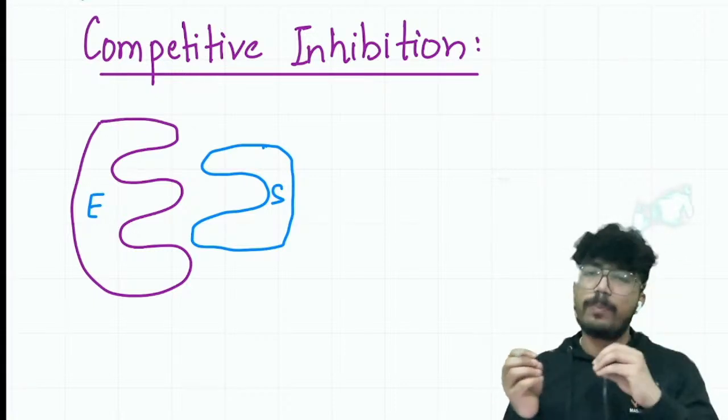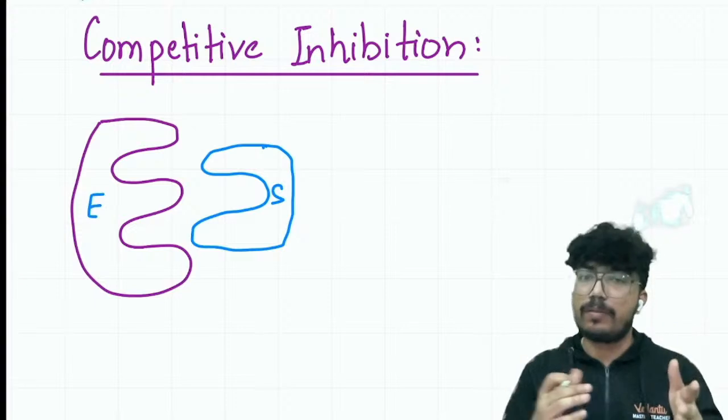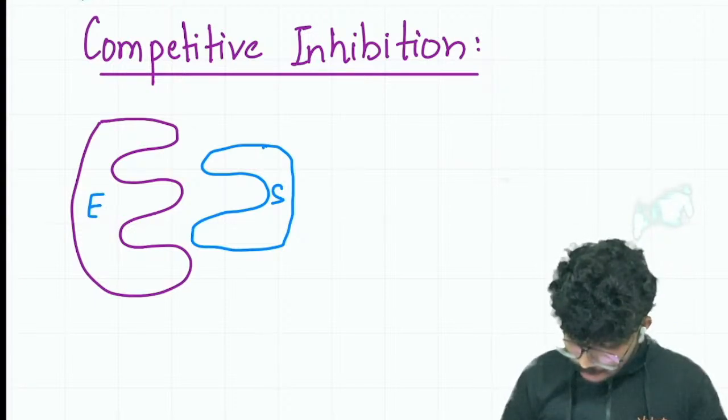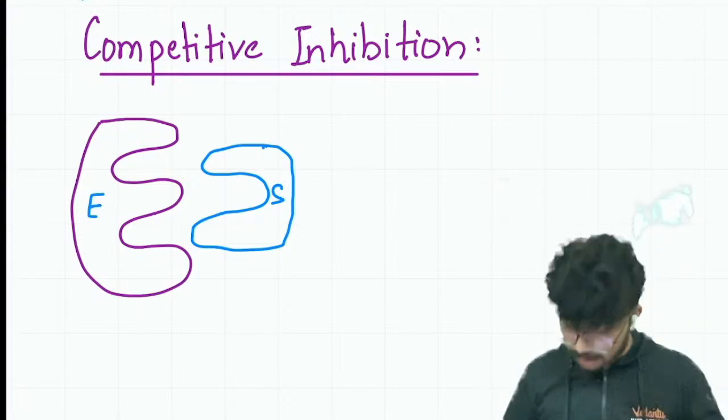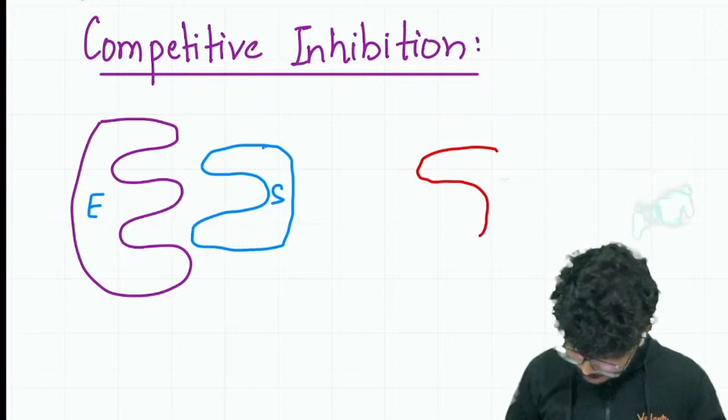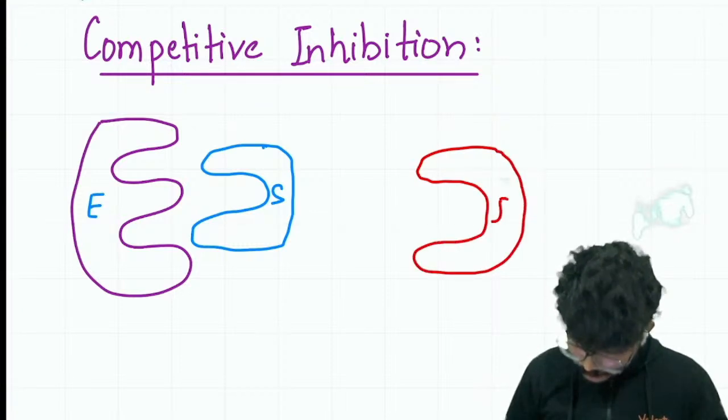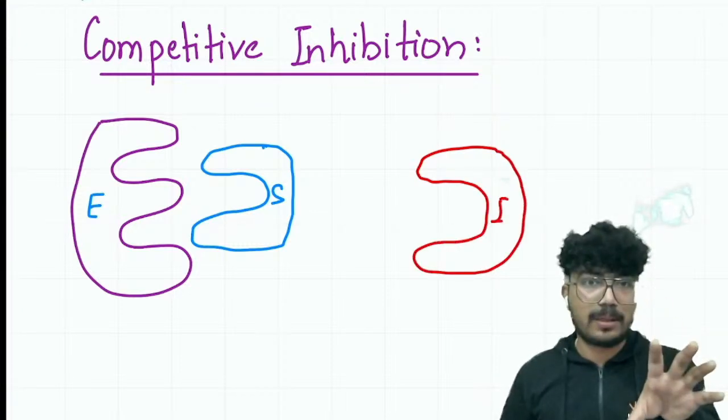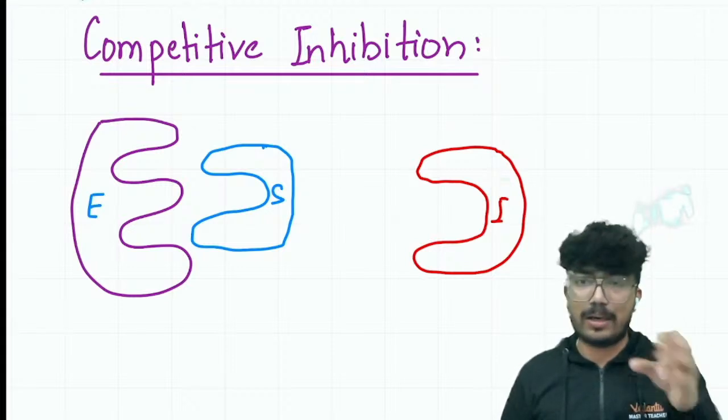It is going to be very much similar in its structure with the substrate. Okay, so let's say what can I do? I can change the color. Okay, and here is my inhibitor. So the inhibitor is very much similar in its structure to the substrate, obviously.